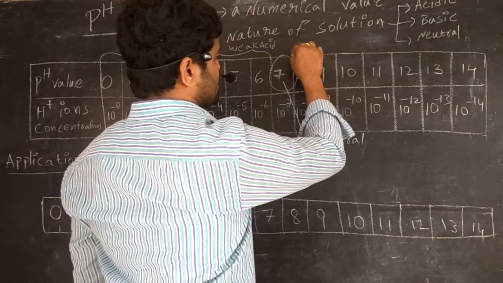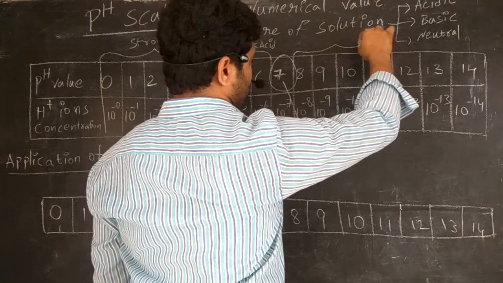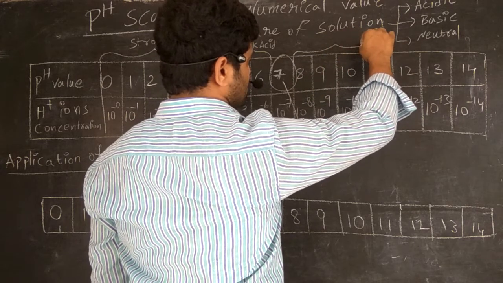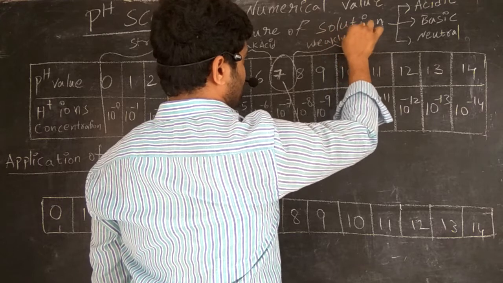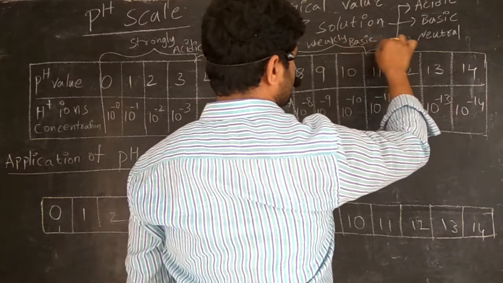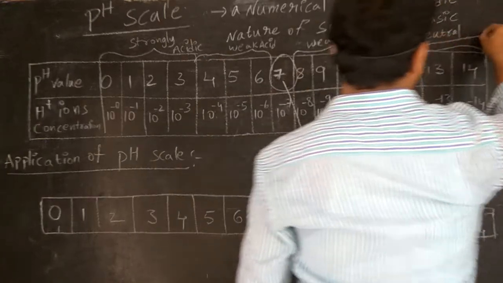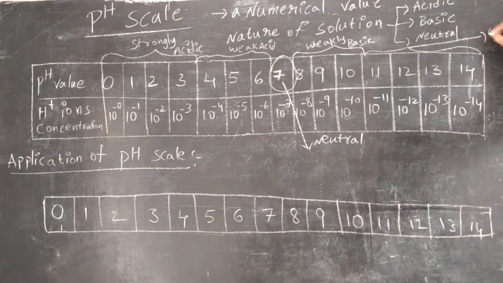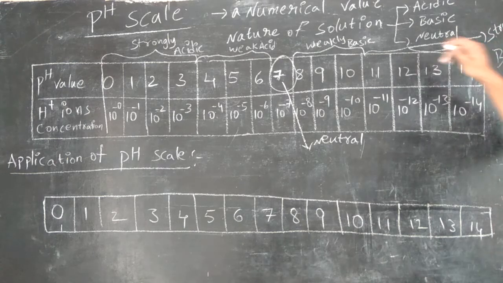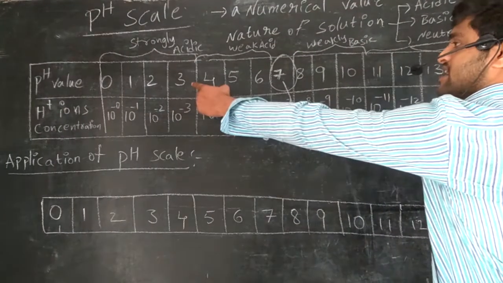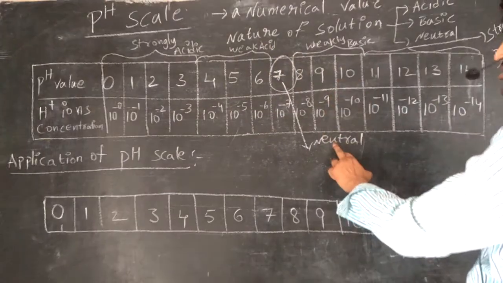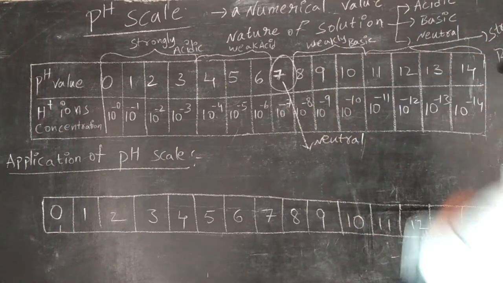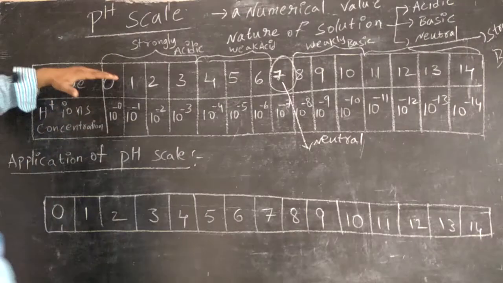Then coming to the next, 8 to 10.5 is called weakly basic. The solution whose pH value lies between 10.5 to 14 is called strongly basic. Based on the pH value indicated by the pH scale, the solution can be decided to be strong acid, weak acid, neutral, weakly basic or strongly basic, whatever it may be. That can be known by the pH scale.